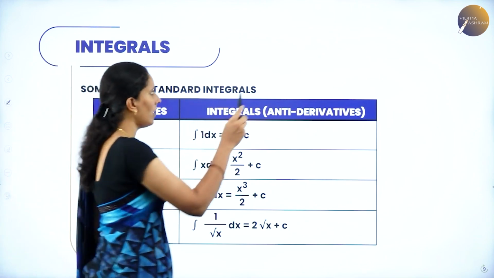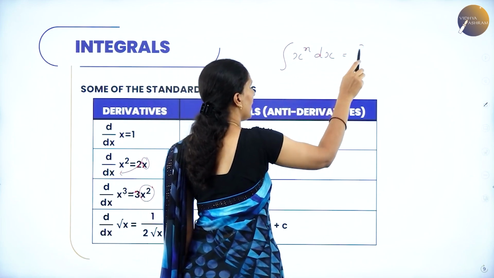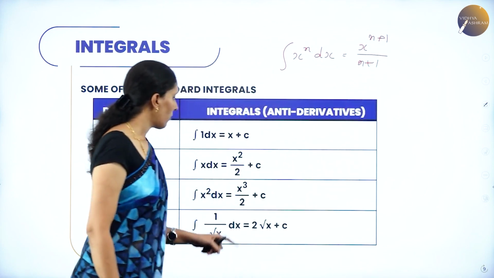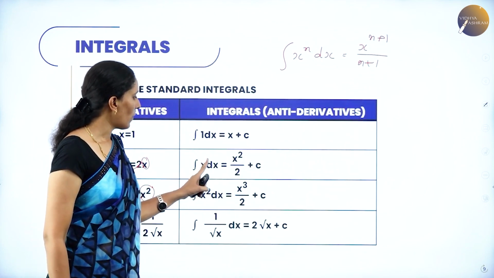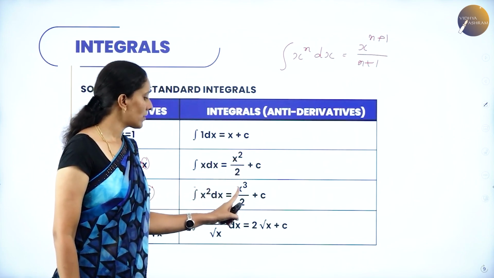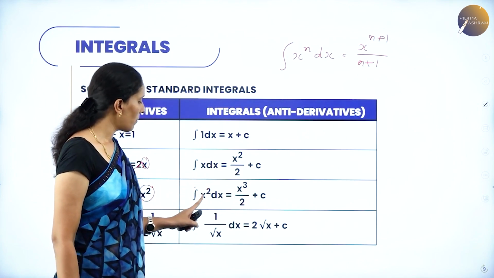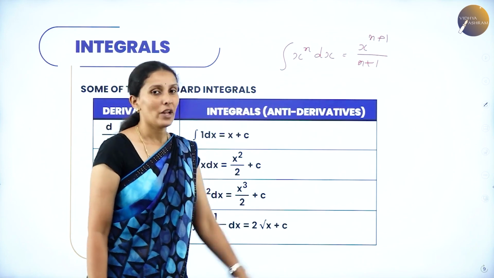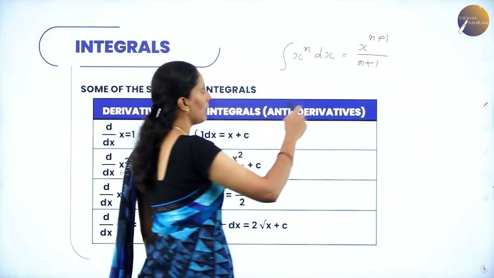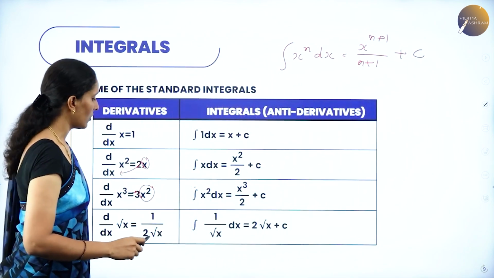So, in general, the integral of x to the power n with respect to dx can be written as x to the power n plus 1 divided by n plus 1. You can observe here, x power is 1, 1 plus 1 is 2, divided by 2. For x square, it is x to the power 2 plus 1 divided by 3. So, for any power of a polynomial function, it can be generally expressed in the form of x to the power n plus 1 divided by n plus 1 plus c, where c is the constant of integration.